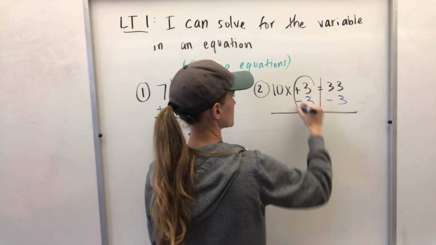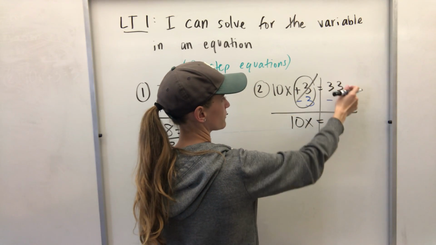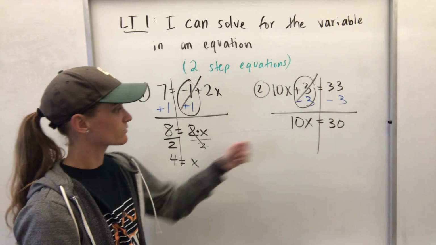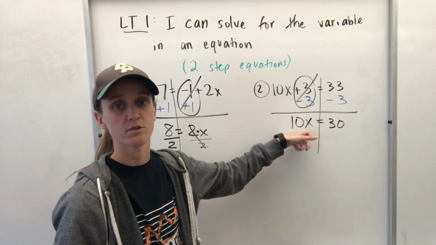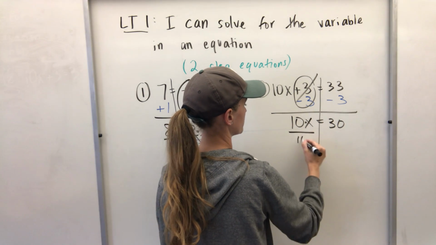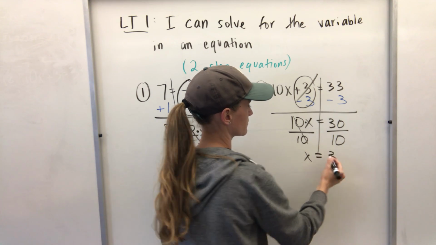And then I have a 0 pair. I bring down the 10x. And 33 minus 3 is 30. And then just like over here, whenever I have a number next to a variable, it means you're multiplying. So I have 10 times x. So the opposite would be dividing by 10. And so x is going to be equal to 3.